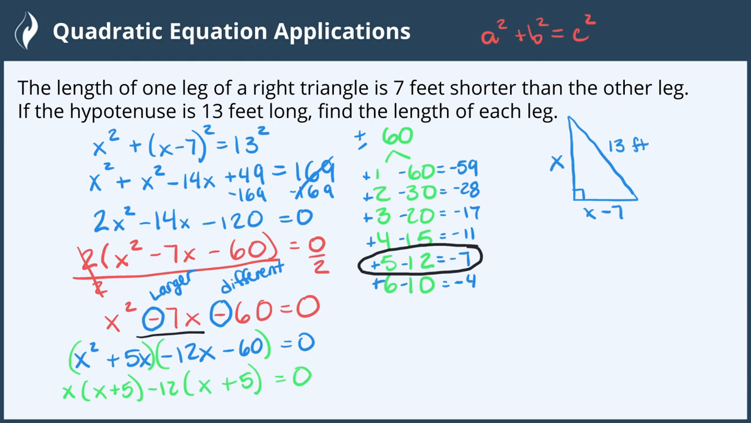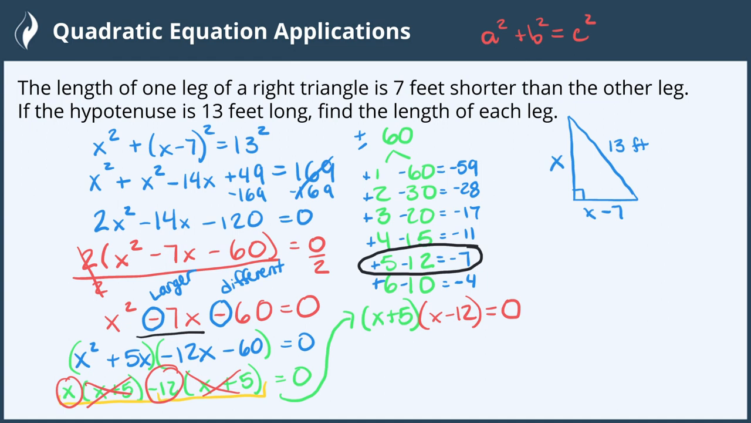And then we look at these two very large terms and find the greatest common factor between those. The greatest common factor between those two is the binomial x plus 5. And I ran out of room, so we're going to come right here. So we factor out x plus 5 from both terms. And we're left with x minus 12. And this is still an equation set equal to 0.